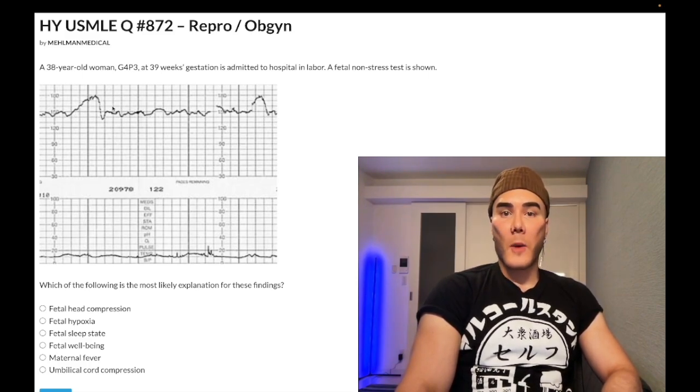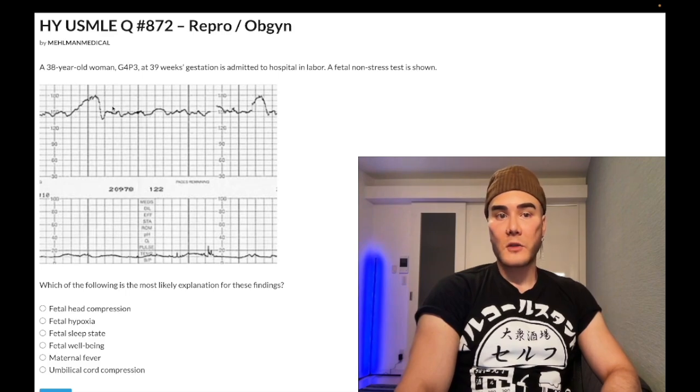And as I said, it can show up on the Step 1 exam as per feedback I've received. So these are just accelerations. This is what we expect when we do a non-stress test, and there's no relation to uterine contractions. So let's just quickly hop to the final ones here.